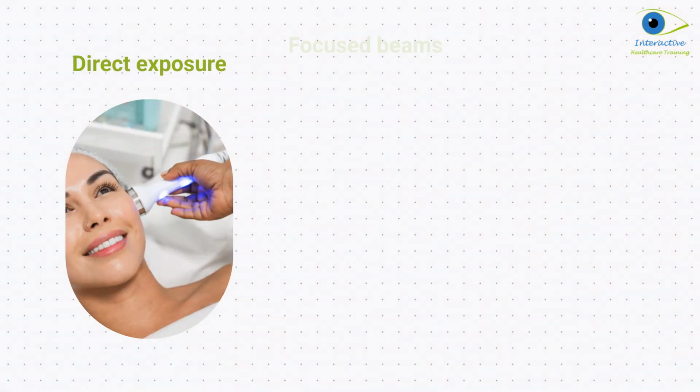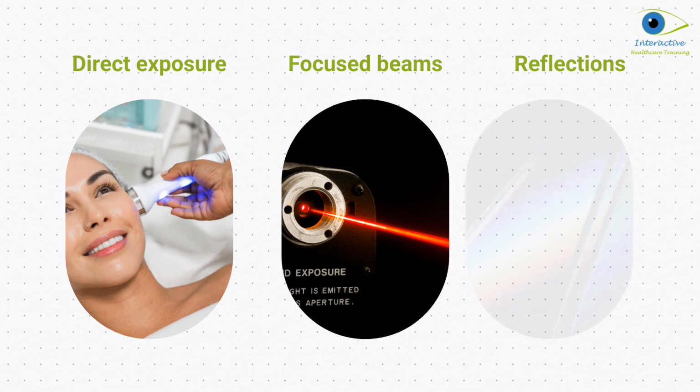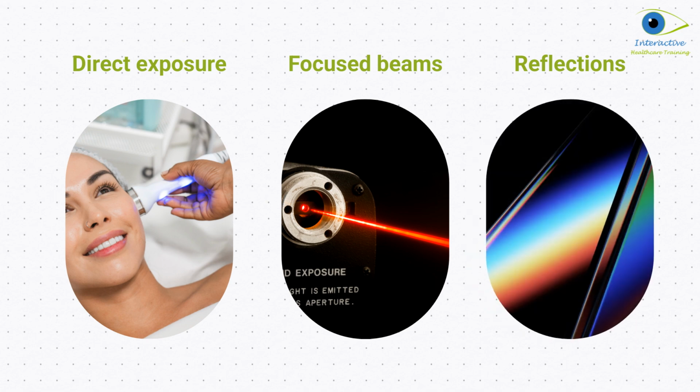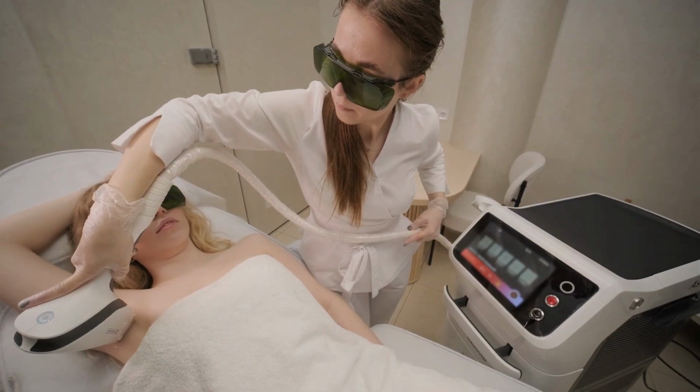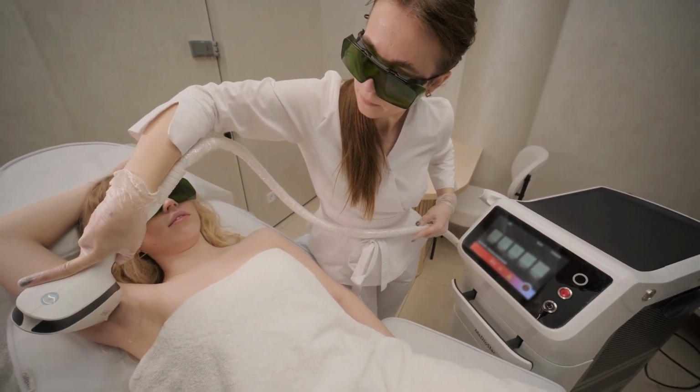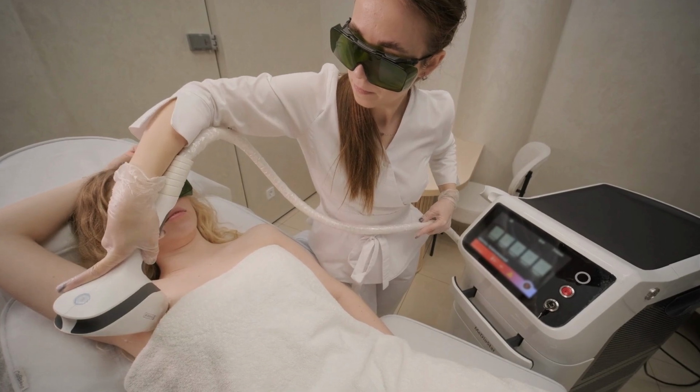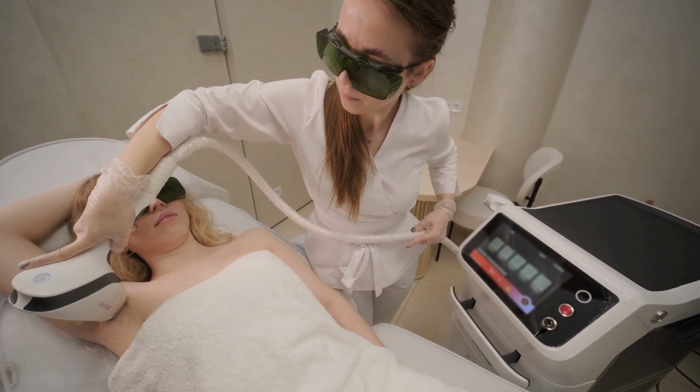Laser hazards fall into several categories. Optical radiation can cause eye and skin injuries. Direct exposure, focused beams, and reflections, both specular from smooth surfaces and diffuse from rough surfaces, can present risks. Metal tools and even jewelry can unexpectedly reflect beams. This is why operators must wear the appropriate protective eyewear and remove reflective items from the workspace.